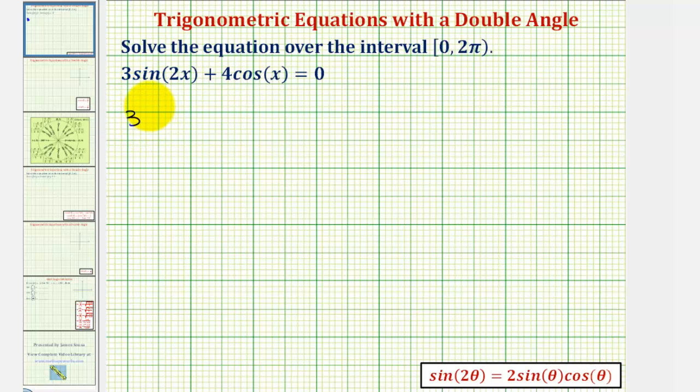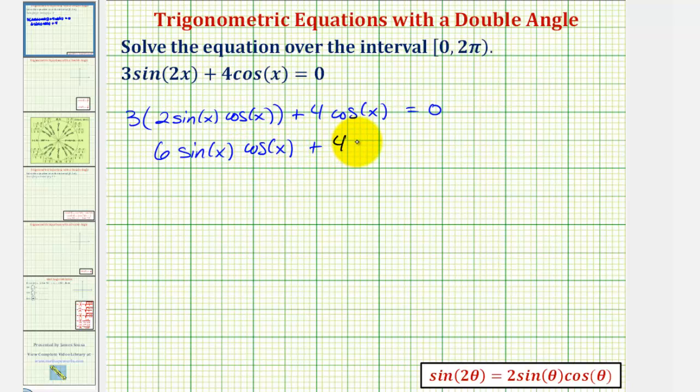So we'd have 3 times, again, 2 sine x times cosine x, and then we'd have plus 4 cosine x equals 0. So simplifying here, we'd have 6 sine x cosine x plus 4 cosine x equals 0. The greatest common factor between these two terms would be 2 cosine x. So let's go ahead and factor out 2 cosine x.